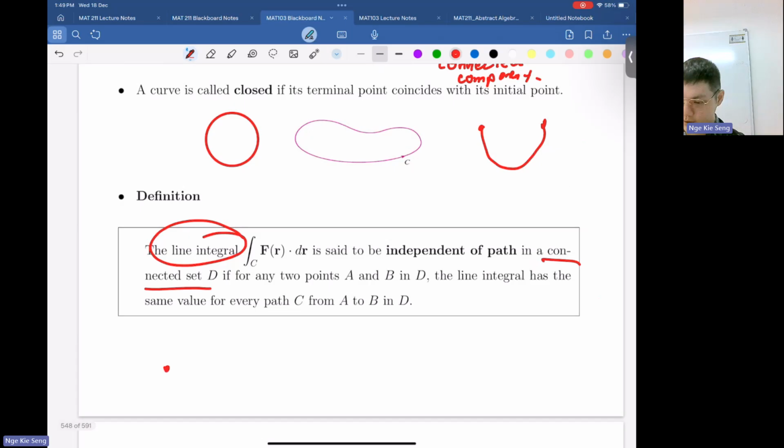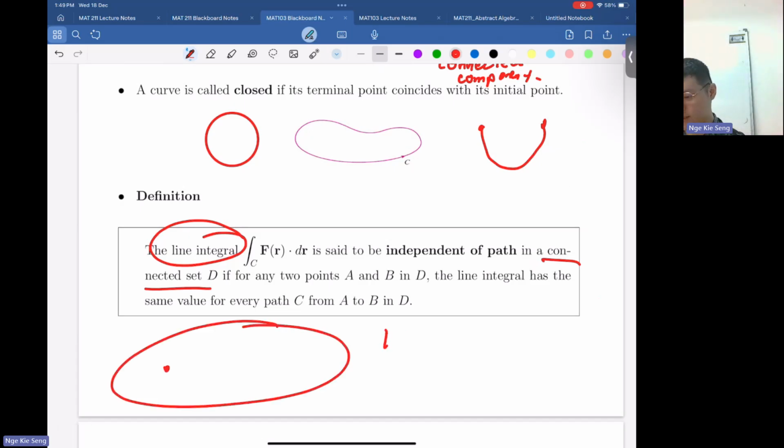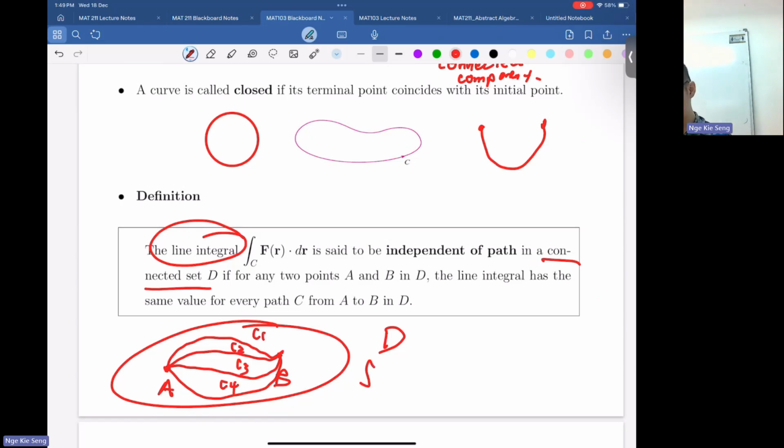Meaning let's say we have a connected set D here, and then you have 2 points A and B. I can take any path here, any path, maybe C1, C2, C3, C4. But for all these paths, the line integral should compute to the same number, if it is independent of path.